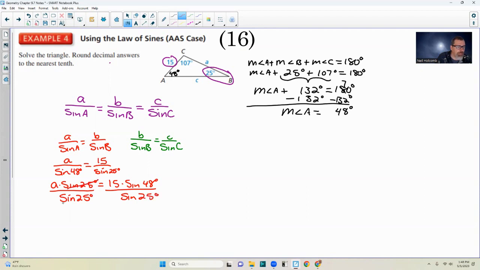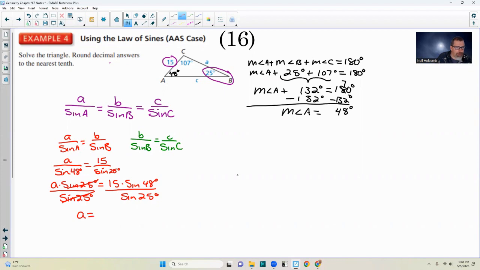Okay, sine of 25 cancels sine of 25. Taking the sine of an angle cancels here, but you can't cancel the word sine and say it's 48 over 25. Do not do that. Sine 25 is equal to sine 25, so dividing anything by itself is 1, but the sine of 48 does not equal sine 25, so you can't just cancel the sines here. But these cancel, and we get a equals.